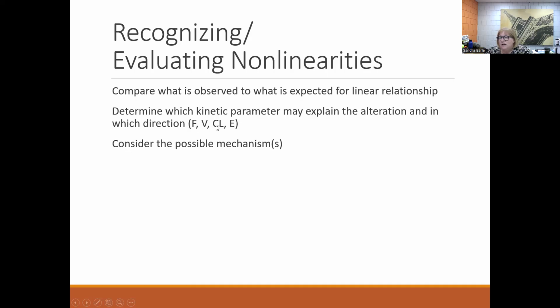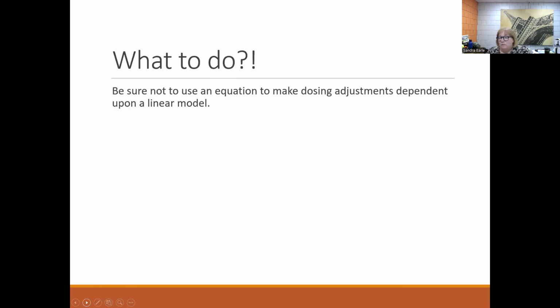And then when you see what happens, you should be able to consider what the possible mechanism is that causes it. So if the clearance is going up with increasing concentration, then you should be able to say, okay, what could be causing that? Or if the clearance is going down with increasing concentration, or any of the other things that we just talked about, you should be able to think about what could cause that. And most importantly, you need to make sure that you don't treat a nonlinear situation as if it were linear.